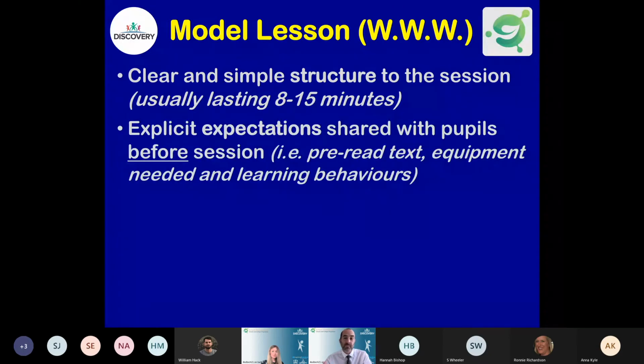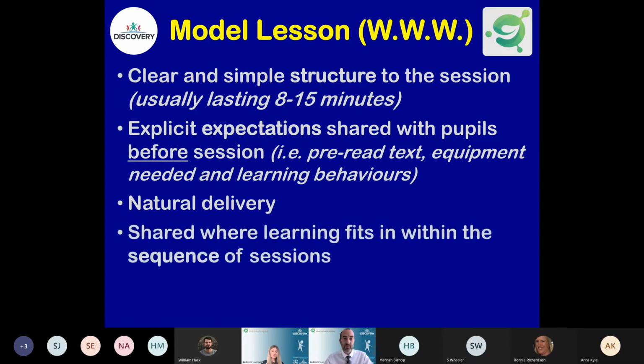She's really clear about her expectations. She shared those at the outset with the pupils, talking about making sure they'd pre-read the text and what equipment they would need and the types of learning behaviours that they'd need to be demonstrating as they watched the session. She was very natural. It comes across almost as if she was in the room with the children.